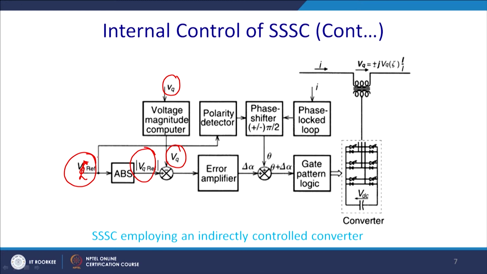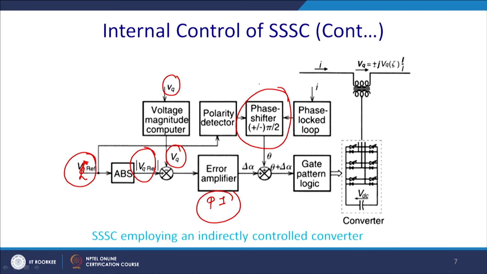Then it is fed to the PI controller. The PI controller is essentially an error amplifier, and ultimately there will be a few inputs. There will be a polarity detector, detecting whether it is a positive phase or negative phase, and accordingly there will be a PLL. That will give a phase shift of plus minus pi by 2.